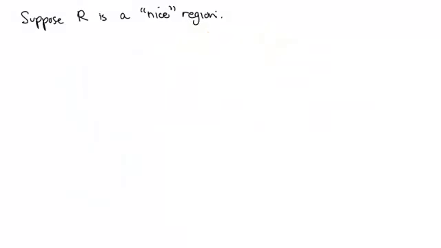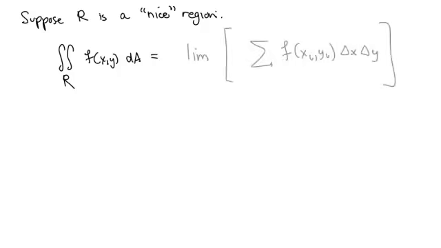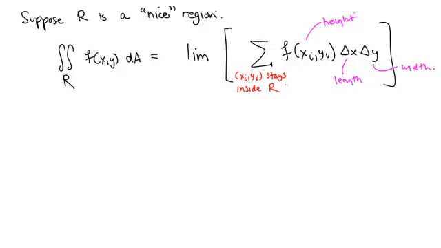So let's suppose that R is a nice region in the plane. Then we'll define the double integral of f of x y dA over the region R to be the limit of a specific kind of Riemann sum. Each one of these sums is supposed to represent a height of a rectangular prism, a length, and a width. And we're going to add up as many boxes as the sampling point x_i, y_i stays inside the region R. And then we're going to take a limit as the number of subrectangles tends to infinity. And we're going to call this a double integral over region R.